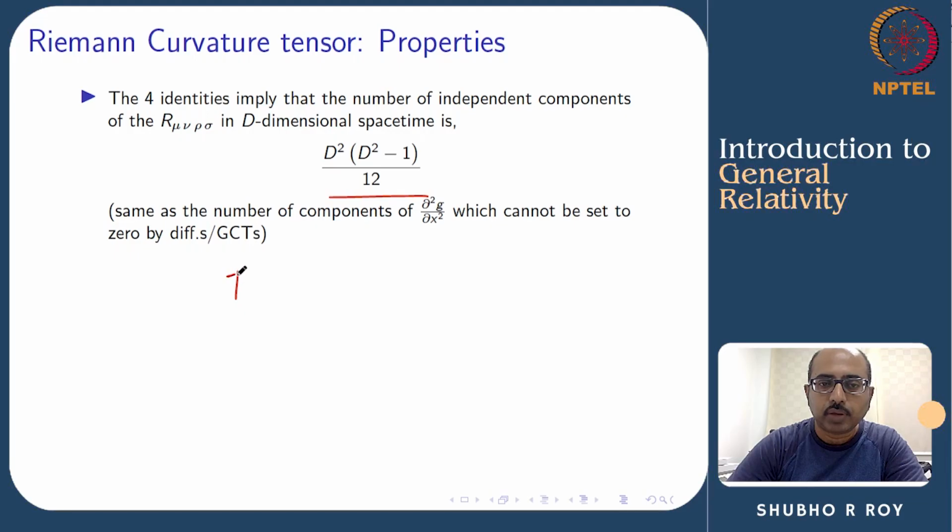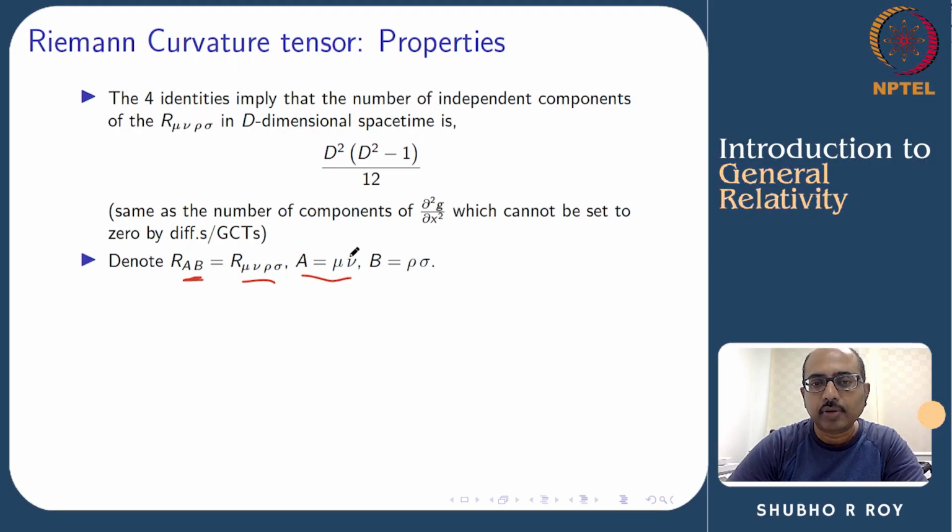Indeed, we started with d raised to the 4. Yes, the argument is there. So instead of using 4 indices, use these uppercase Latin indices, R sub AB, which is mu nu rho sigma, in which the uppercase Latin index A represents mu nu, and the uppercase Latin index B represents rho sigma. So R sub uppercase A and uppercase B is equal to this. It's a condensed notation. Instead of using 4 indices, I'm using 2 indices, where each uppercase Latin index represents 2 Greek indices.